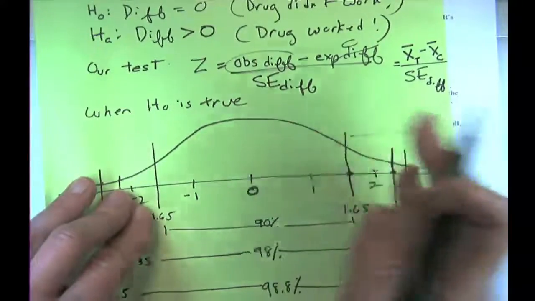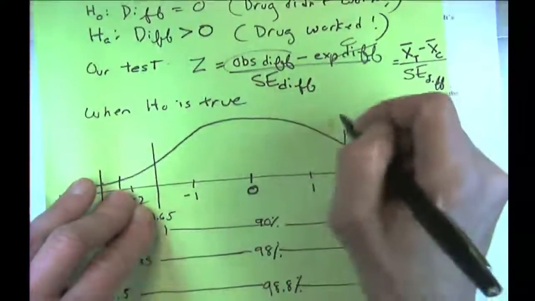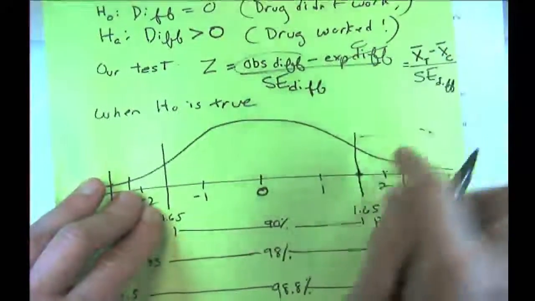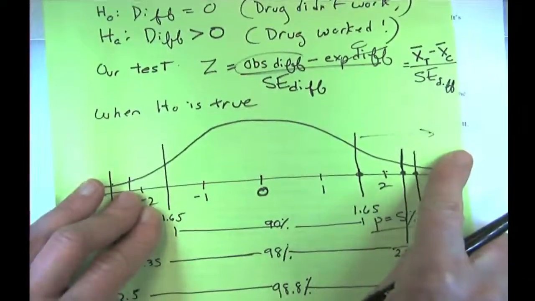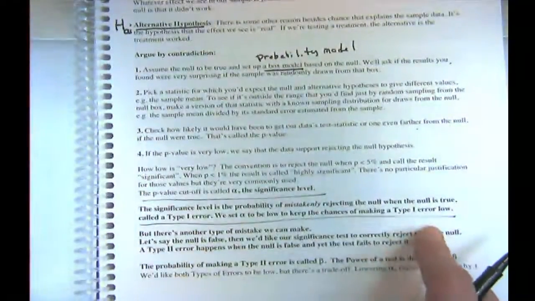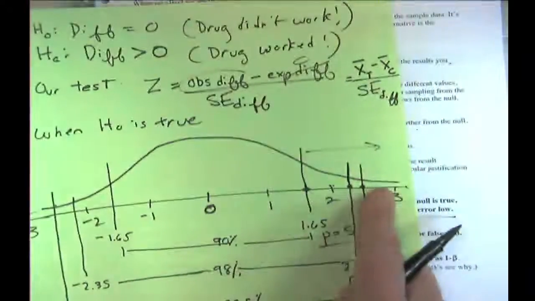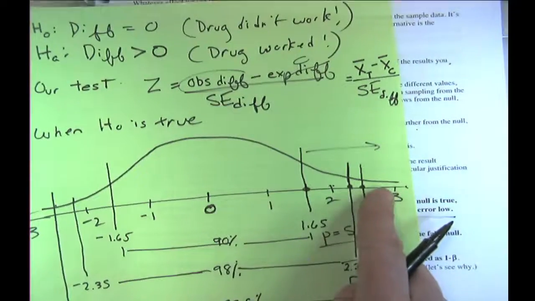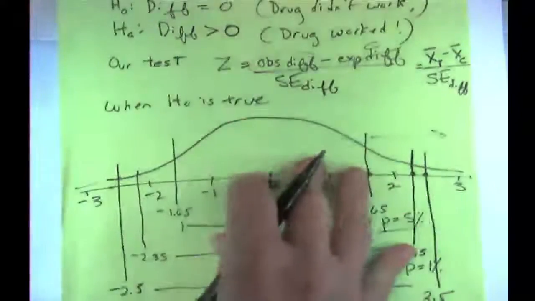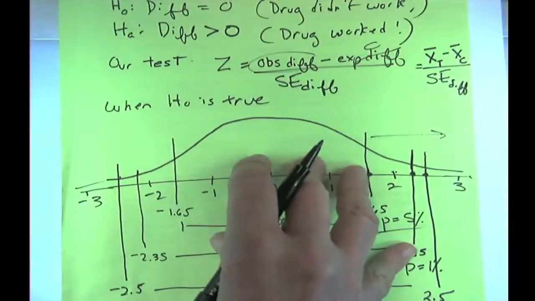So when we set this as the cutoff and decide for the alternative, that means 5% of the time we're going to be wrong. We're going to make a type 1 error. All right? So why don't we just set that as low as possible? Because this is when the null is true. But there's another type of error we can make. What if the null isn't true?